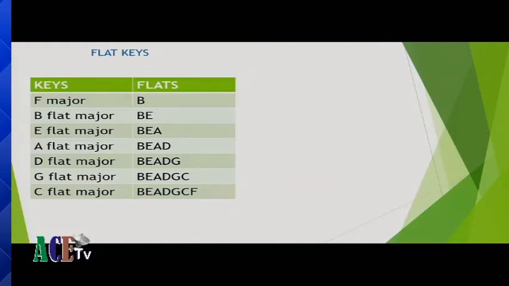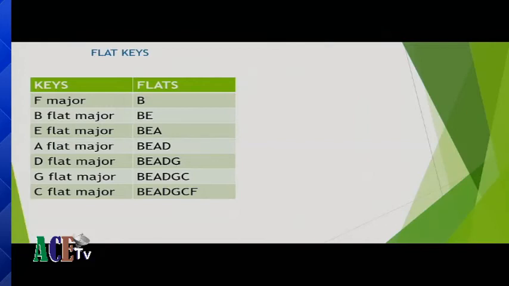B flat major. So from F, you count 4. F, G, A, B. It will give you the second key, which is B flat major. And then the flats too. You will count from B, you count 4. B, C, D, E. And that one will give you what? That will give you E as the second flat for the key of B flat major.